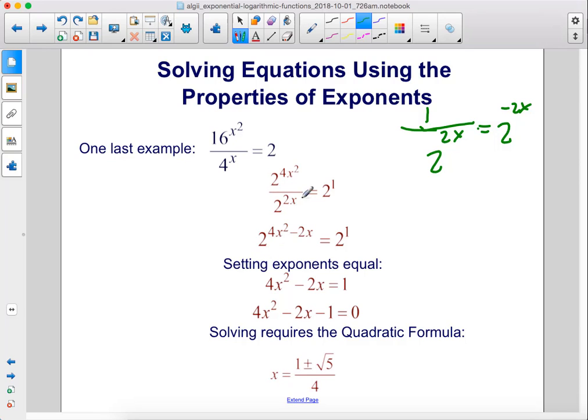And we have this side now equal to 2 to the 4x squared minus 2x power. We set that equal to 2 to the first power. So we set those exponents equal to each other. And then using the quadratic formula, we see that x equals 1 plus or minus the square root of 5 over 4.